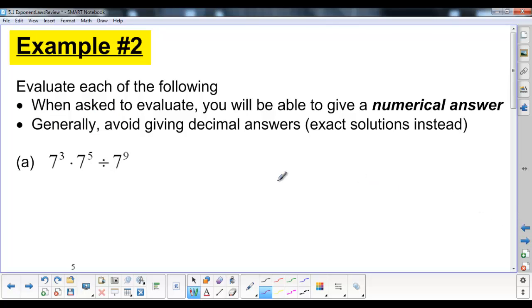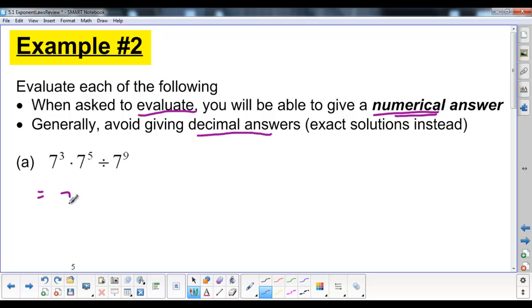Okay, so now we'll move on to evaluating. Remember, when you are asked to evaluate, you want to give a numerical answer. We don't want any decimal answers. Okay, and I want to see all your steps because I know your calculator can do all this work, but the marks come from showing all your steps. So we are multiplying base 7 to the power of 3 times base 7 to the power of 5, and then dividing base 7 to the power of 9.